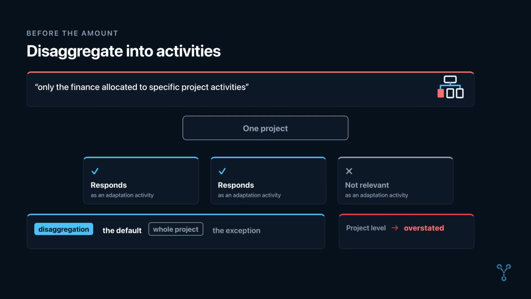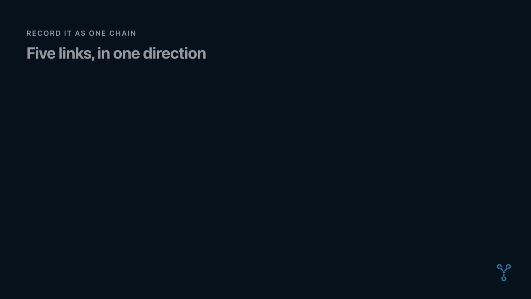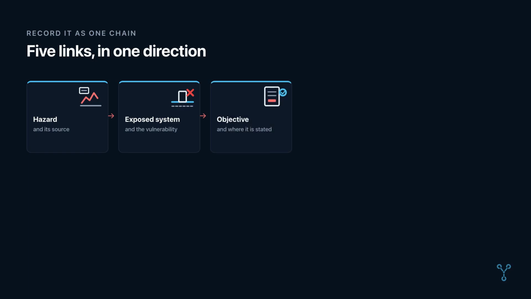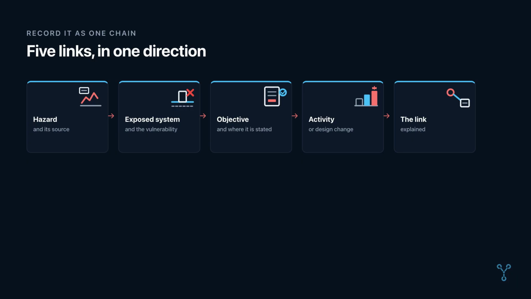A consultant who assesses at project level when the cost table supports activity level has not applied the methodology and has almost certainly overstated the amount. Each candidate should be recorded as a single chain. The chain includes the hazard and its source. It includes the exposed system or population and the vulnerability. It includes the explicit objective and where it is stated. It includes the financed activity or design change, and it includes the explanation of the direct link.